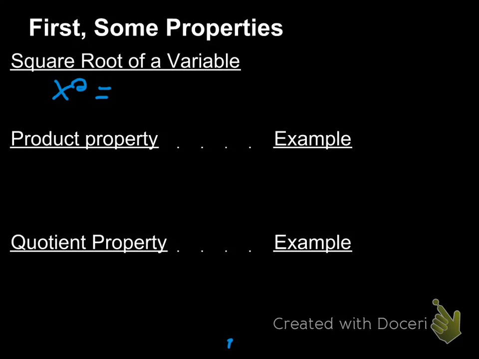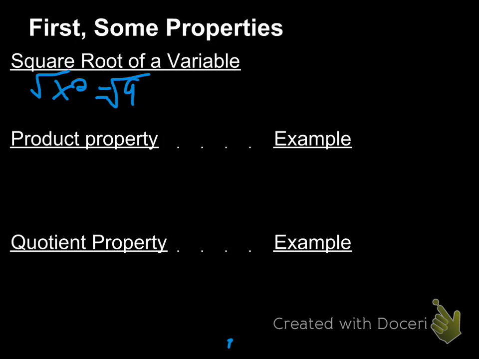If I have something like x squared equals, we'll say, 9, I've got two options. To solve this, I take the square root of both sides. The square root is kind of the opposite of squaring. When I take the square root of a variable, though, I've got two possible solutions.